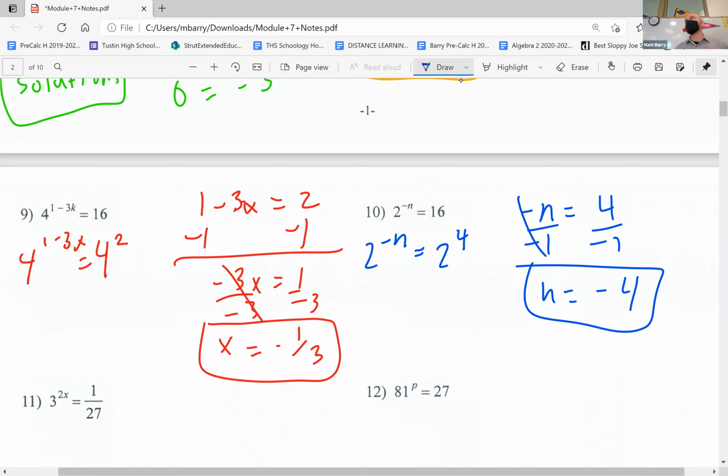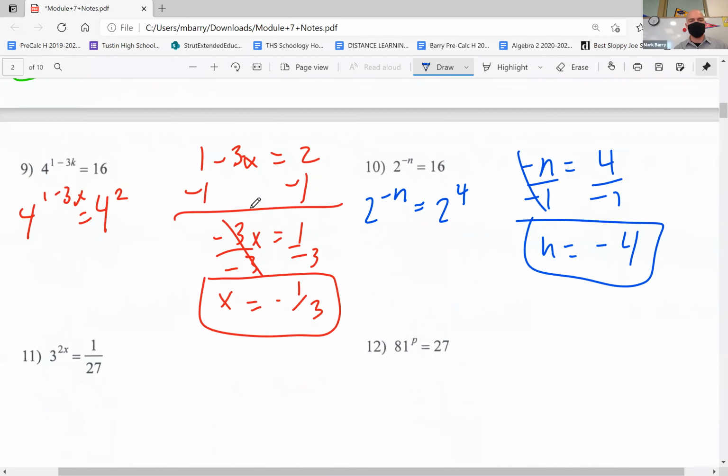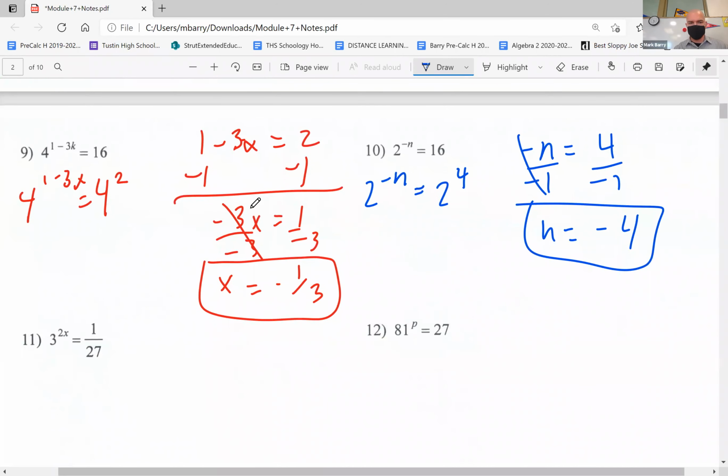All right, it's going to get a little trickier here on these next two questions, so stick with me, pay attention. I'm going to explain it. I'm going to give us a second to get caught up here. And I really want to explain numbers 11 and 12.